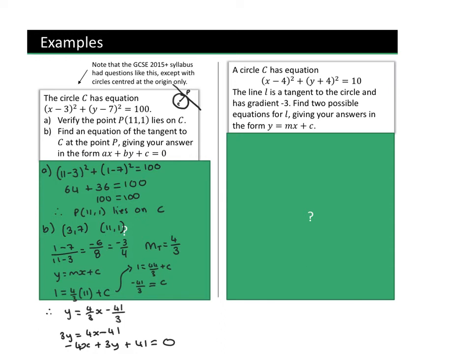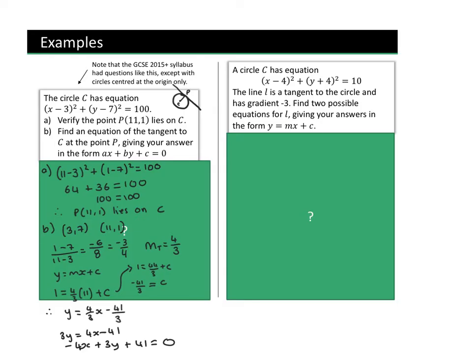Then, wait there. Example 2. Circle C has equation x minus 4 squared plus y plus 4 squared equals 10. The line L is tangent to the circle and has gradient minus 3. Find two possible equations for L, giving your answers in the form y equals mx plus c.